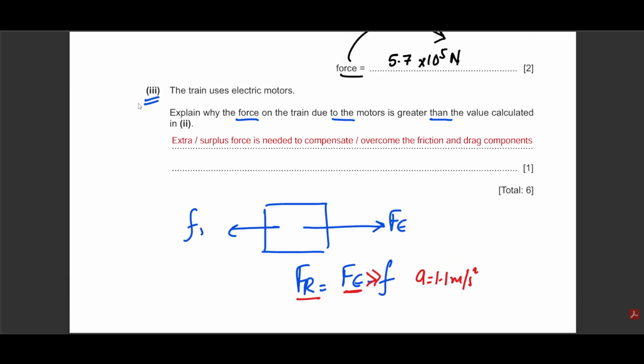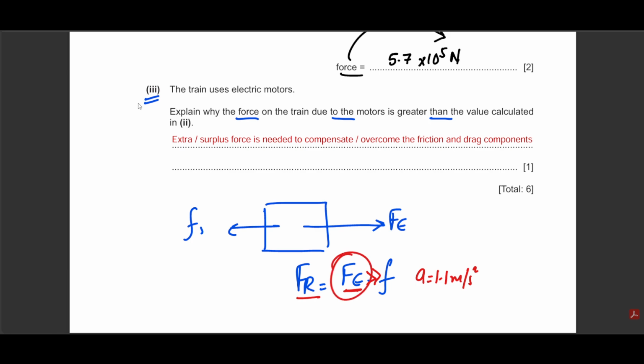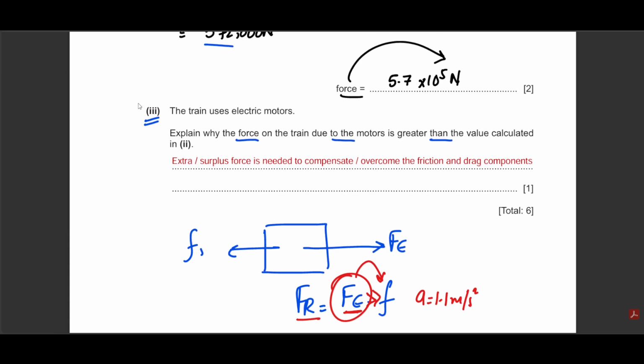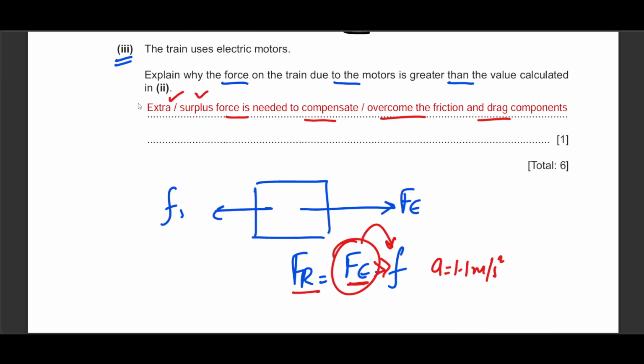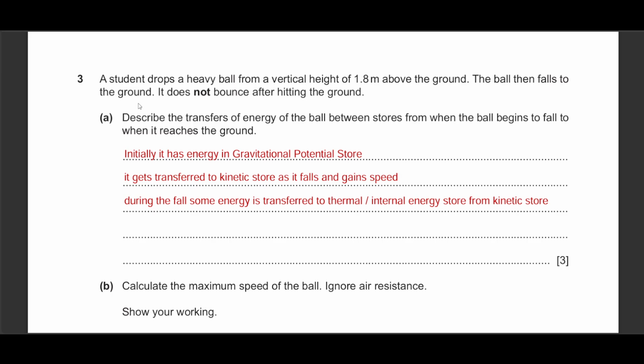This is what he's asking. So the engine force has to be greater than the friction and still some. That is why we will justify this: the extra or surplus force is needed to compensate for or overcome the frictional or drag components of this system, or of this train. Question number 3 says a student drops a heavy ball from a vertical height of 1.8.